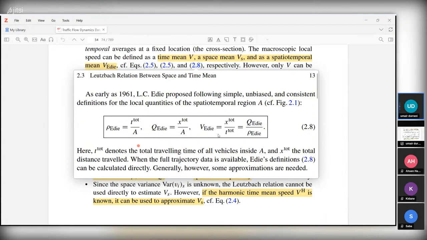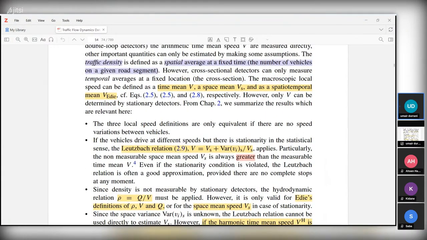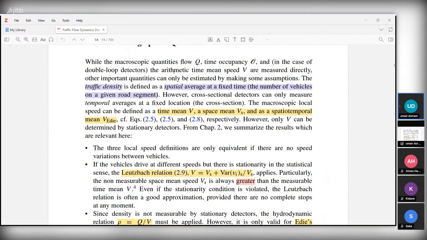And then we also see that the speed here is the total distance traveled by all vehicles in A divided by the total time traveled. Using the hydrodynamic relation, we have Q divided by rho. Based on that, we can determine rho using Edie's equation only if we have the Q from Edie's equation as well as the speed from Edie's equation. But keep in mind that the speed that detectors send us is not Edie's speed. It is the macroscopic speed, which is the arithmetic time mean speed, different from Edie's definition.